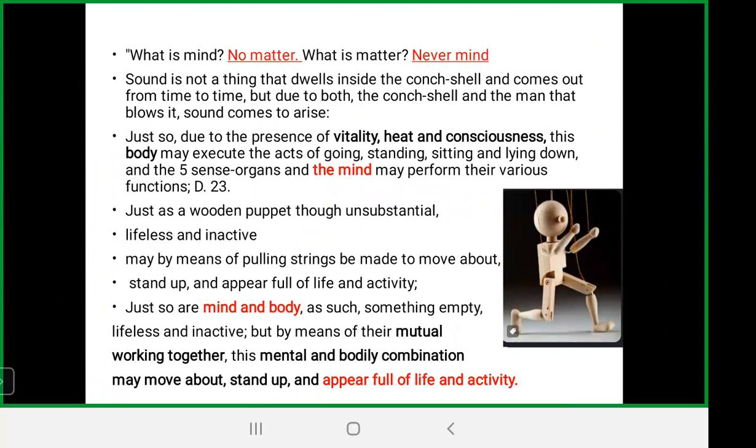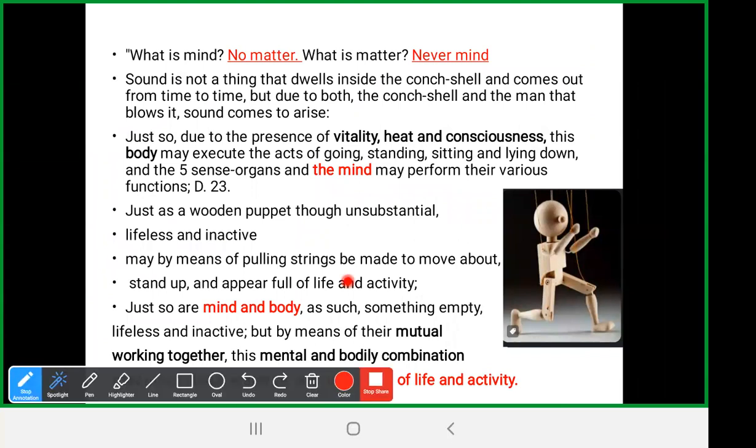So what is mind? Just remember this statement: what is mind is no matter, and what is matter is never the mind, so never mind. Everything comes about due to conditions. For example, the sound of the conch shell: in ancient times they would make the sound due to the man who blows it and the conch shell, and then the sound arises. So this means that everything is based on conditions.